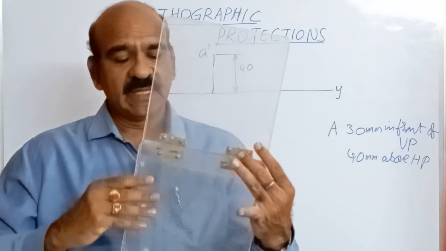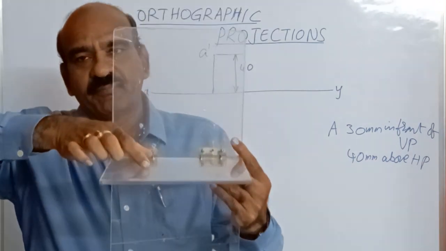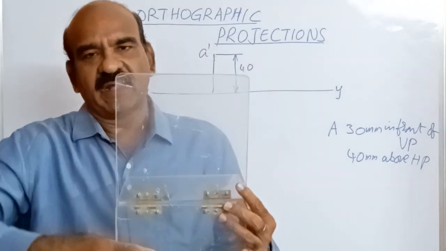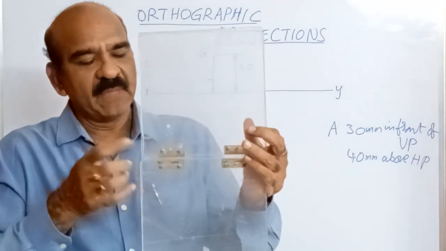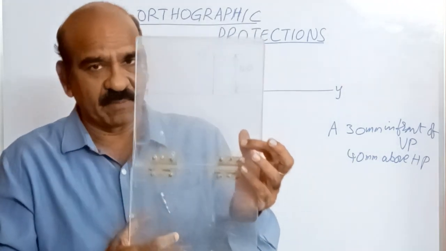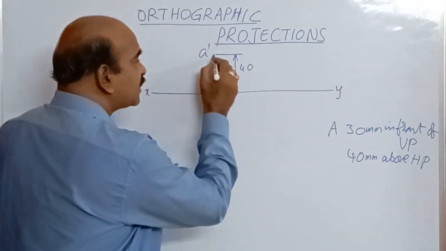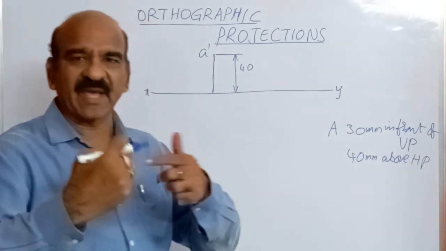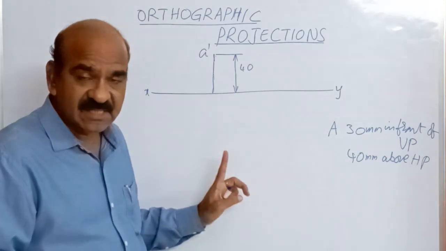Now what happens? The projection you got here at a distance of 30 mm in front of VP is obtained here below the reference line. This horizontal line is a reference line. Below this reference line, we get it at a distance of 30 mm, right? So, on the same, this line is called projector, right? Projector in the sense, it's a light ray coming from the light source, like that.